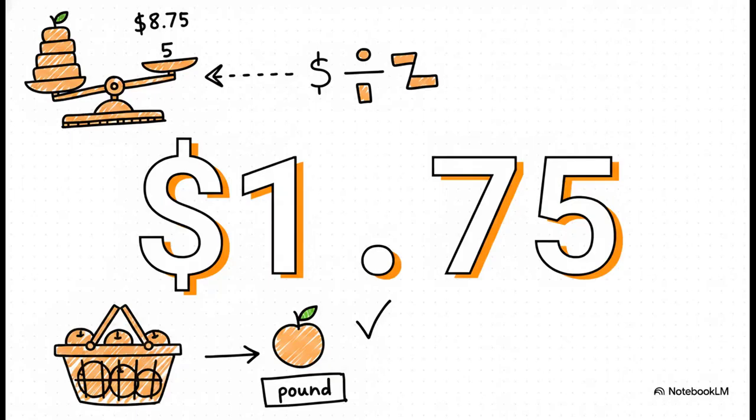Okay, you ready? If you took your total cost and divided it by the number of units, meaning dividing $8.75 by the 5 pounds to find your constant of proportionality, then you absolutely nailed the unit rate. It is exactly $1.75 per pound. Awesome work. You figured out exactly how much just 1 pound costs.